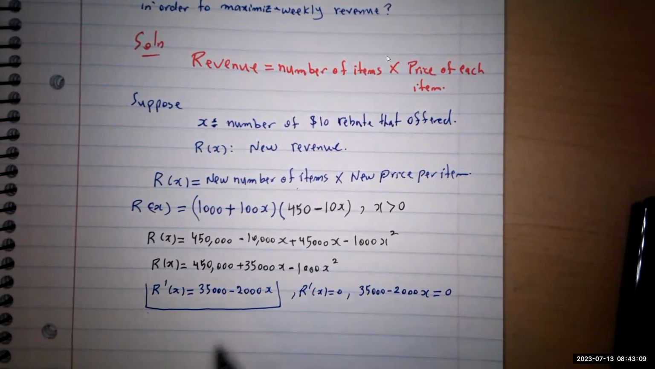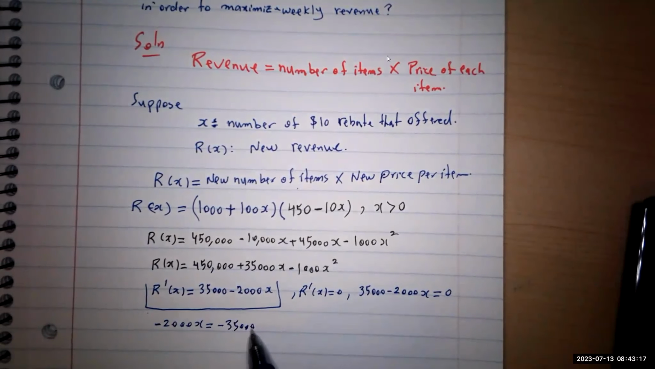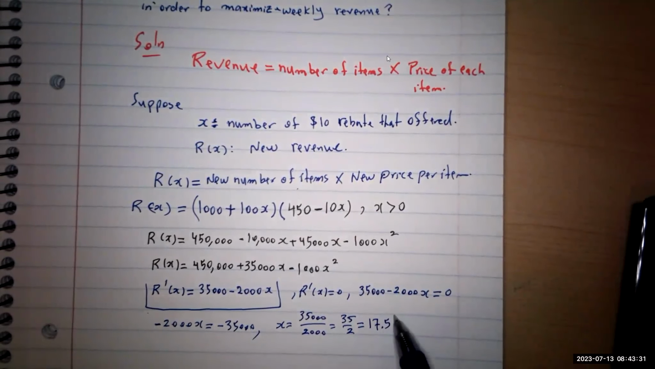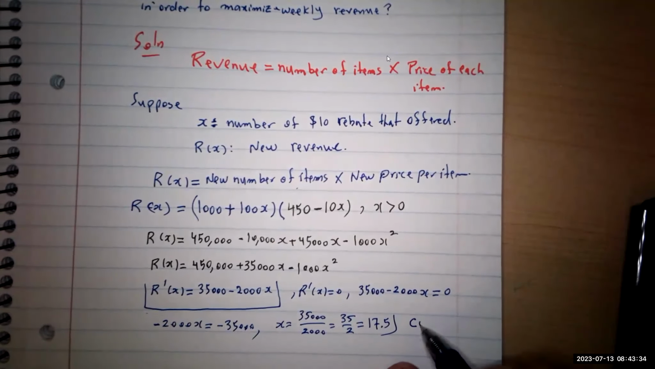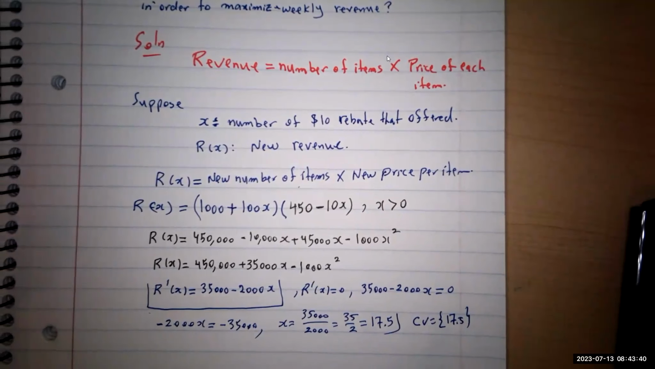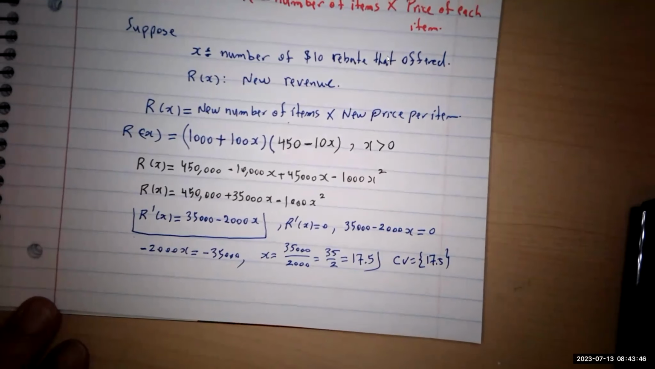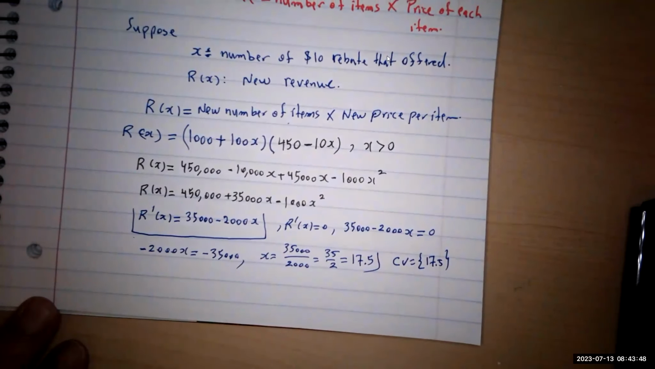Solve for x, so that you have negative 2,000x equal to negative 35,000. So your x would be 35,000 over 2,000, which is 35 over 2, which is 17.5. Okay, so it's a critical value for your function. 17.5 is the number of times that you're going to reduce the price. But you have to test it to show that this is a maximum. Remember, if you don't test it, your problem is not going to be valid.